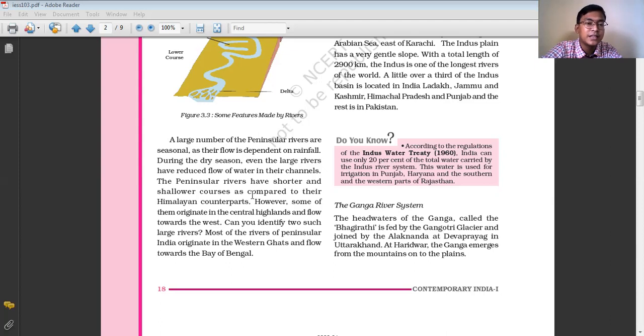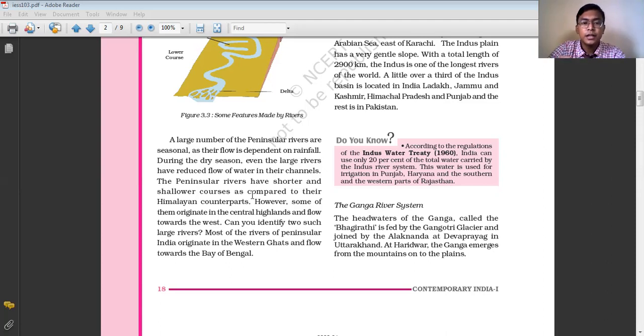The Narmada and the Tapi originate at the central highland. You know that the central highland forms the northern part of the peninsular plateau. So the Narmada and the Tapi originate there and flow towards the west, draining into the Arabian Sea.